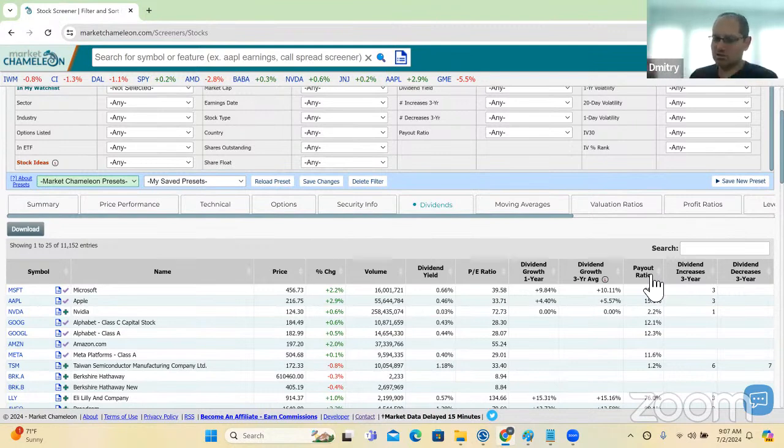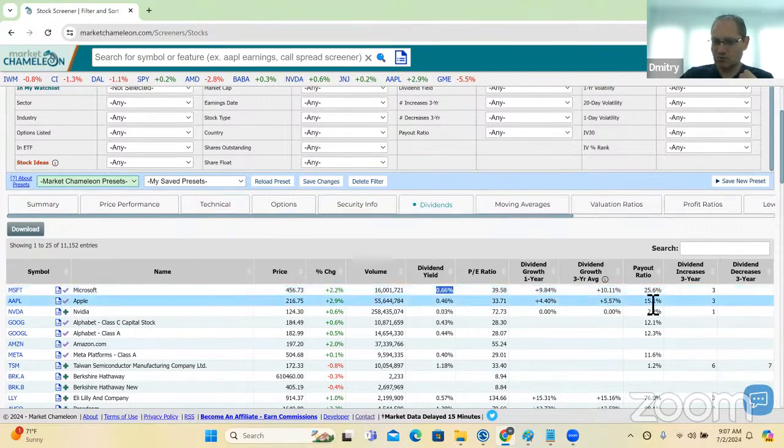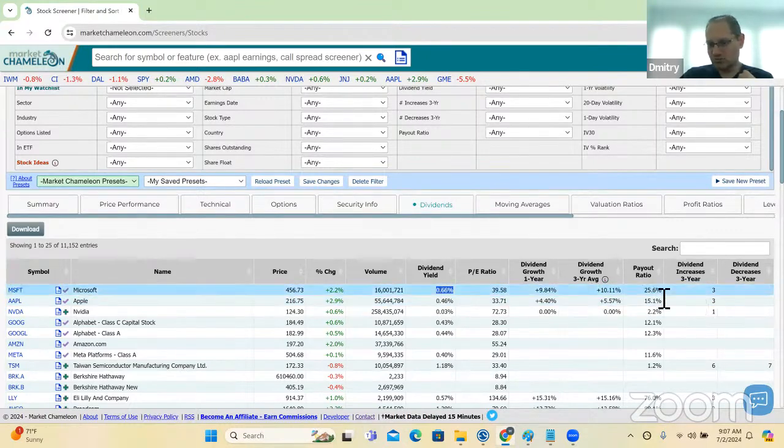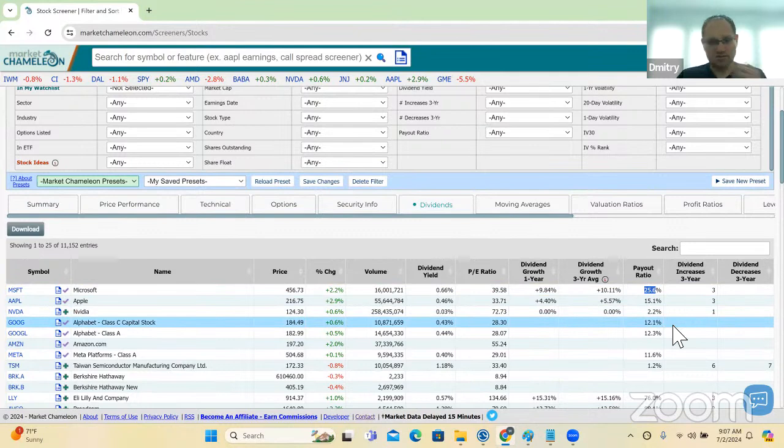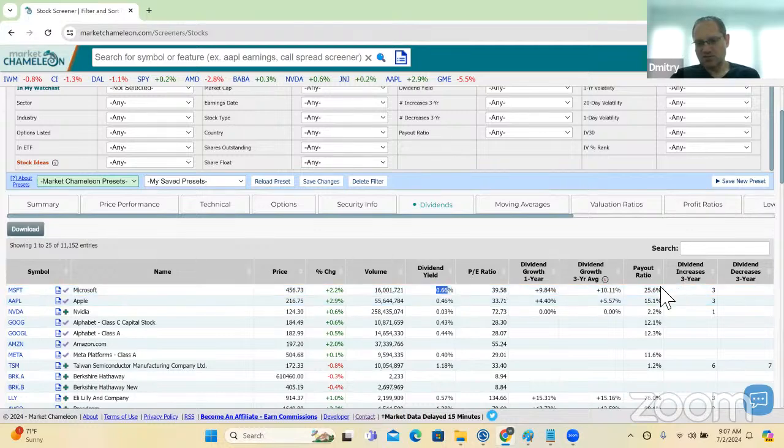which is different than what a dividend yield is, because you can see here we have a dividend yield and then we have this payout ratio. So let's first discuss what the dividend yield is and what the payout ratio is, so you'll know the differences. And when we're up top here, you could see that Microsoft has a dividend yield of 0.66%, payout ratio 25.6%.